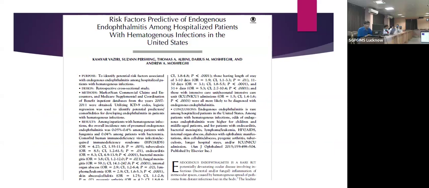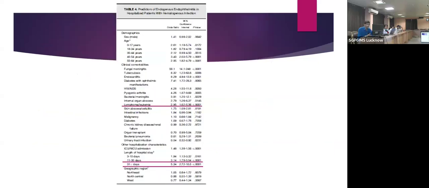Now the predictive factors. People have studied a lot of factors very extensively in these patients, in the hope that any factor can predict the future onset of end-organ disease, including endophthalmitis. But what they found, though leukemia and lymphoma in these patients were statistically significantly associated, all other factors, like older age or fungal infection or comorbidities along with endogenous endophthalmitis, like a patient who has endophthalmitis and fungal meningitis or tuberculosis simultaneously, that is understandable. Those patients are very sick patients.